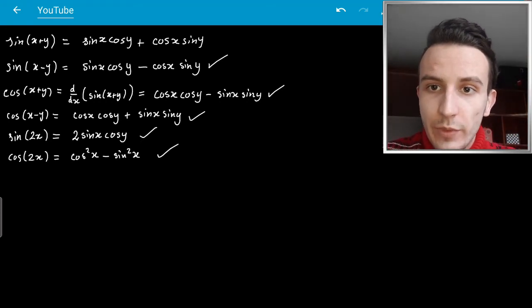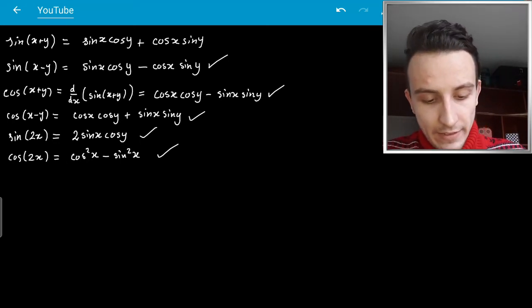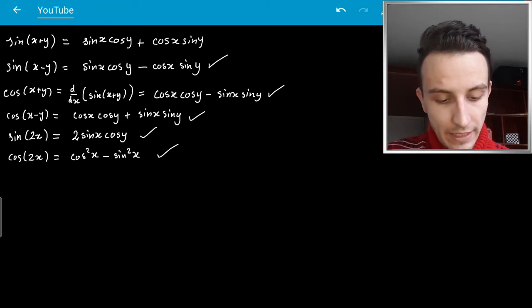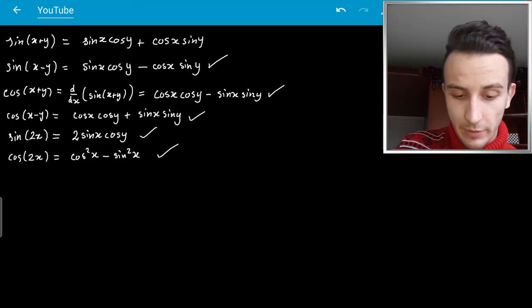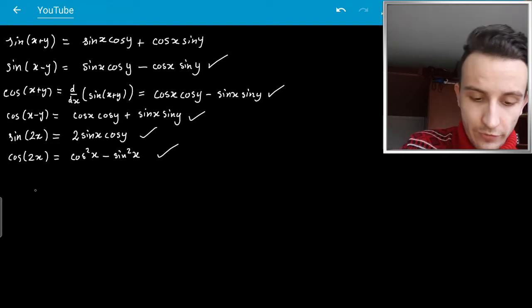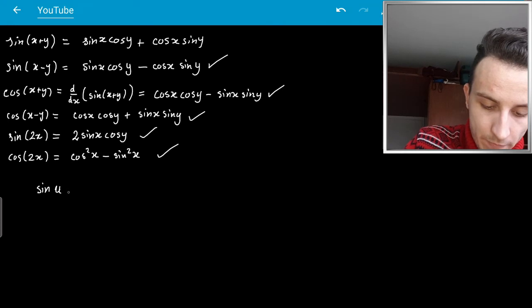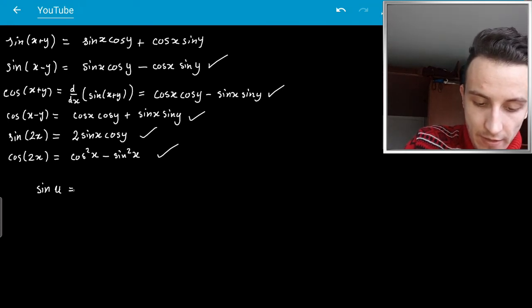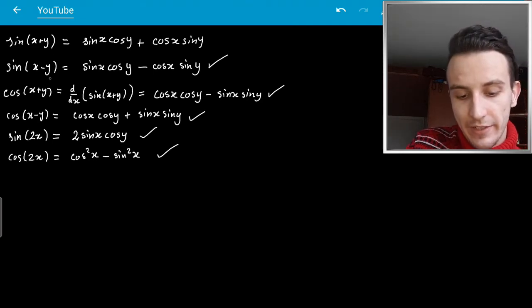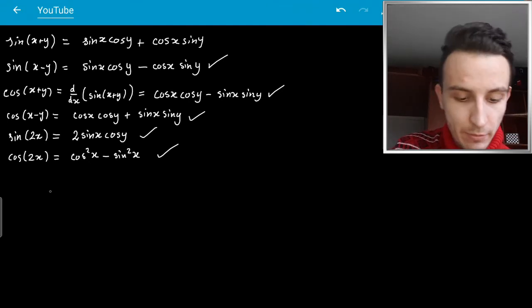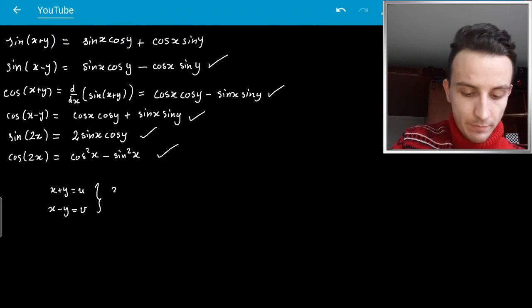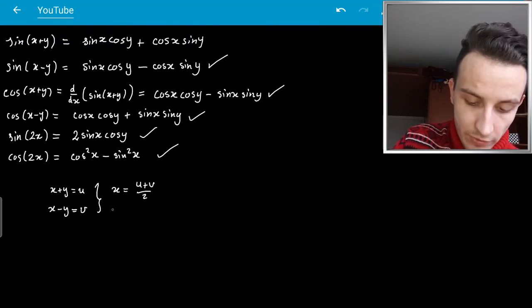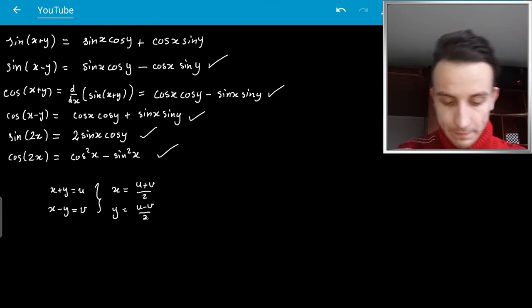What else do we need? We would also like to get sine x plus sine y. For this one, we might benefit from the introduction of new variables. You see we have sine of x plus y and sine of x minus y, so we'd like to use x plus y as u and x minus y as v. So x plus y equals u, x minus y equals v. From this system I get that x is (u plus v) over 2 and y is (u minus v) over 2.